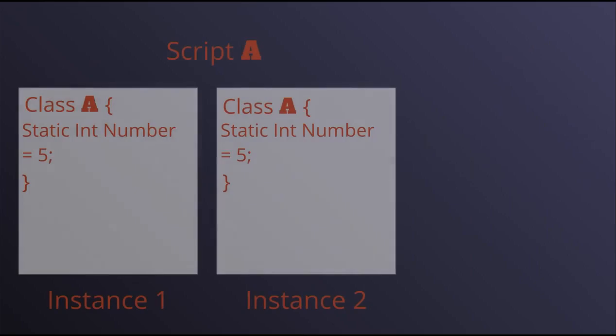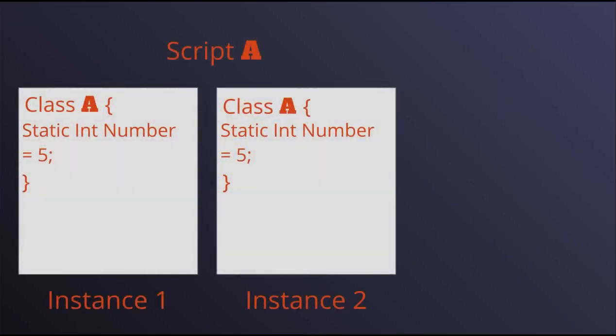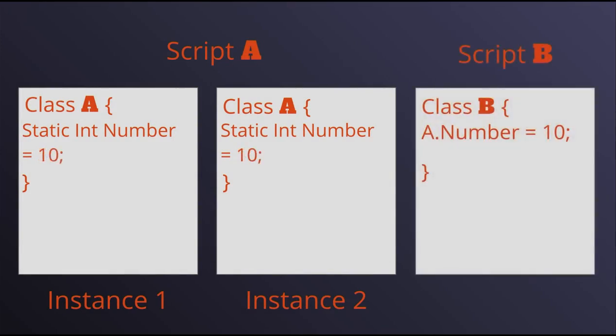Now, let's start again, but this time we'll make the number variable static by writing the keyword static before its data type. If we then use class B to change the value of the number variable from within either instance of class A to 10, the value of it from within the other instance of class A will also change to 10. So no matter what we do to the number variable in one instance of A, it will always remain the same across all other instances of it. The same general idea applies to static functions, and you can even have static classes too.